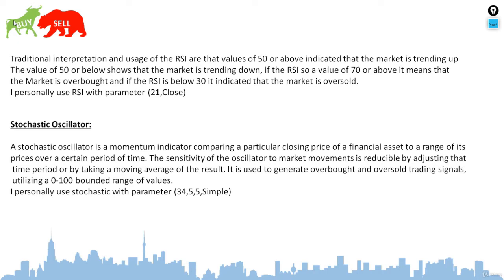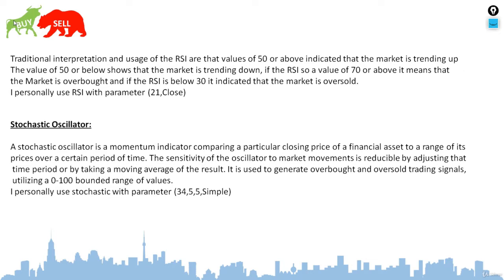Traditional interpretation and usage of the RSI are that values of 50 or above indicate that the market is trending up. A value of 50 or below shows that the market is trending down. If the RSI value is 70 or above, it means that the market is overbought, and if the RSI is below 13, it indicates that the market is oversold. I personally use RSI with parameter 21 period close.